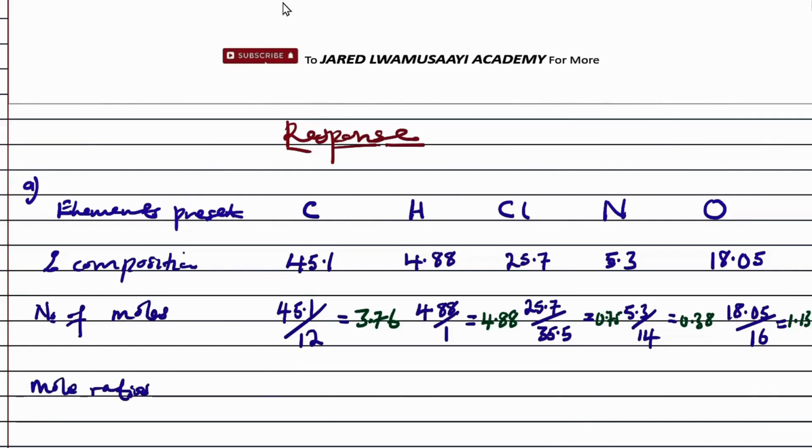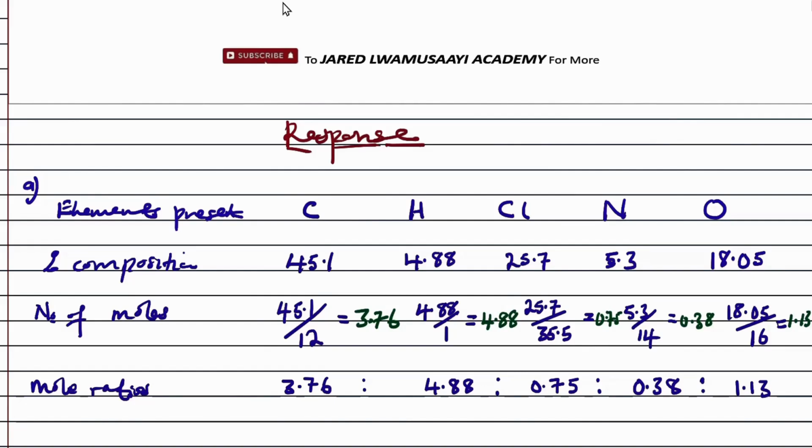So having got the number of moles, our next step is to get the mole ratios. For carbon, I have 3.76. For hydrogen, 4.88. For chlorine, 0.75. Nitrogen, 0.38. Then oxygen, 1.13. Remember, we are getting the mole ratios, so we need to include these ratios, and then we have to divide through by the smallest.